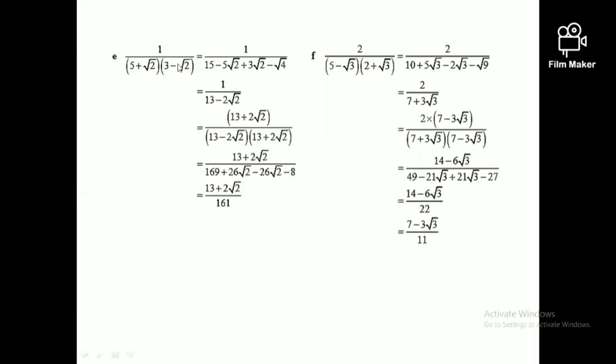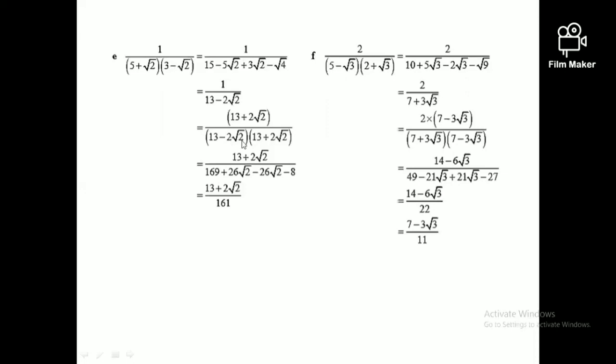5 into 3 is 15. 5 into minus root 2 is minus 5 root 2. Minus 5 root 2, right. 3 into root 2 is plus 3 root 2. Root 2 into minus root 2 is minus root 4. Root 4 is how much, children? 2. 15 minus 2 is 13. Minus 5 root 2 plus 3 root 2 is minus 2 root 2.